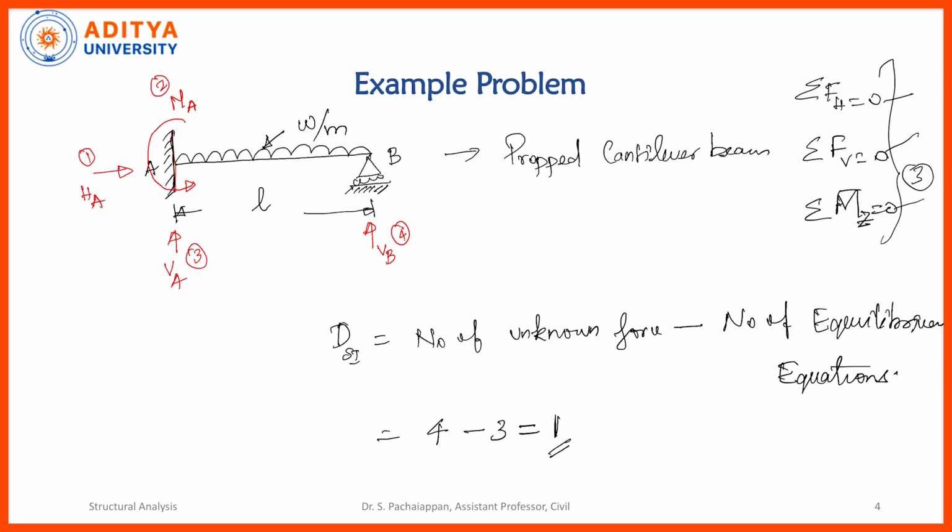When we have a 100 degree of static indeterminacy, we are not going to solve that problem by manual calculation. The static indeterminacy up to 10 to 15 we can solve by manual calculation, but that itself is a tedious process. So now you understood why this propped cantilever beam is a statically indeterminate structure.